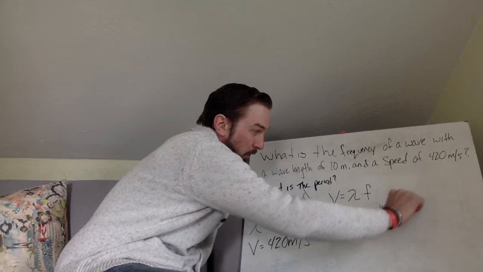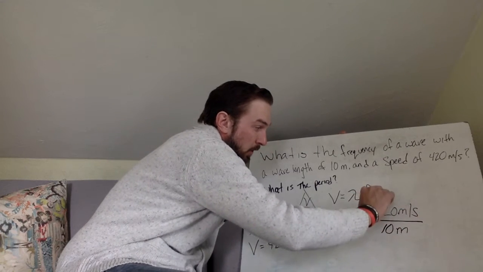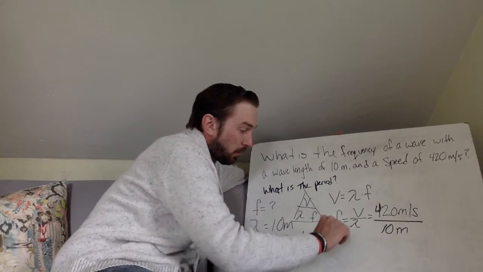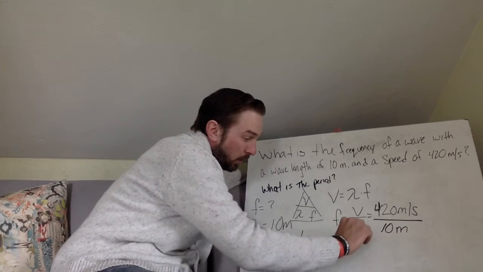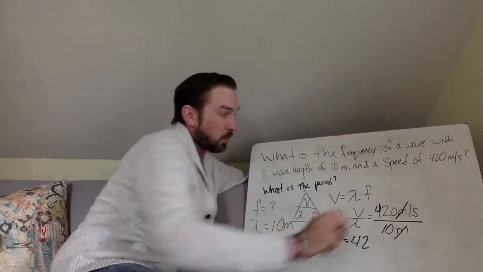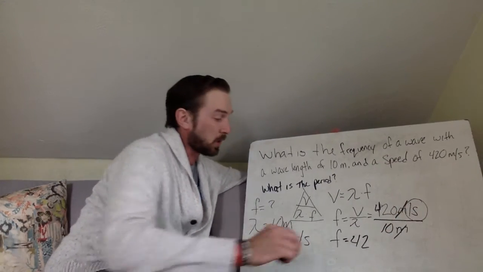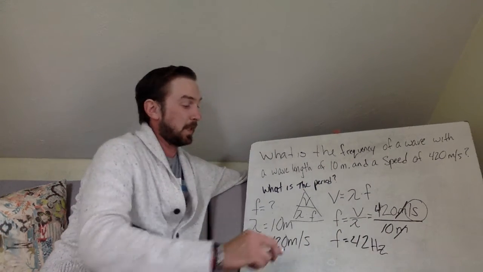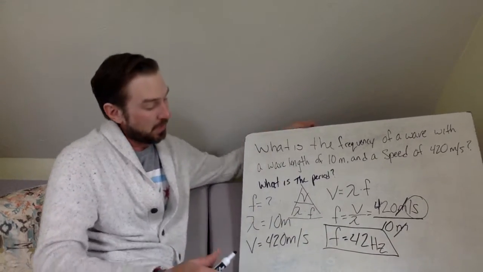And so we're going to plug in 420 meters per second and divide that by the 10 meters. And what we end up getting here for the frequency is then 42. Now the units: meters cancels with meters, and we're left with just per second. And whenever we have per second, we call it hertz, Hz. And so that's the answer to the first part of this question.